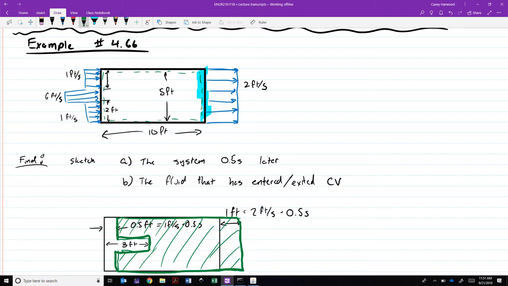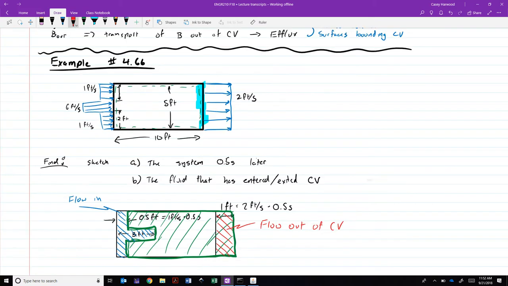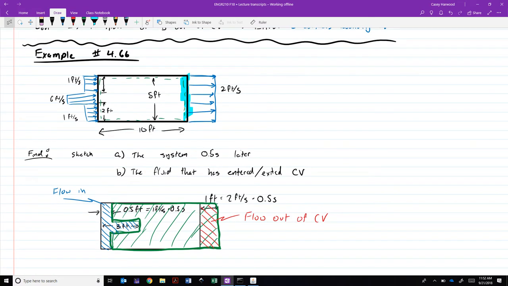So it is deformed and it's moved, but we can keep track of it simply by observing how it's flowing in and out of the control volume. Now, flow that has entered the control volume, we'll mark with blue. Clearly, that's everything in the control volume that isn't part of the original system. We'd call this flow in, and then parts of the system that are no longer in the control volume are flow out of the control volume. Okay. Any questions here?